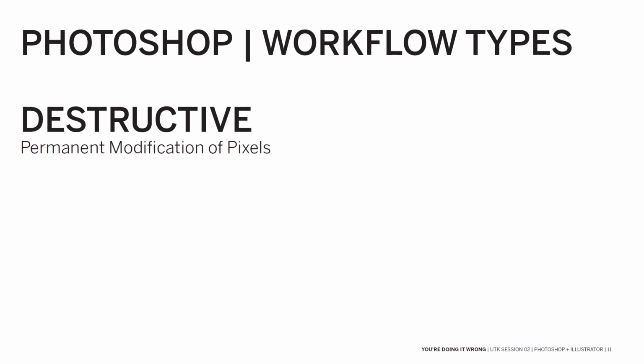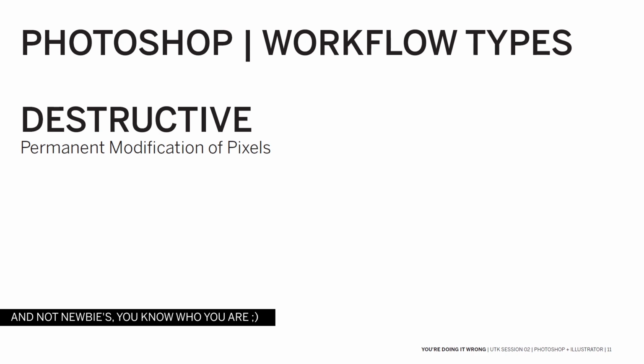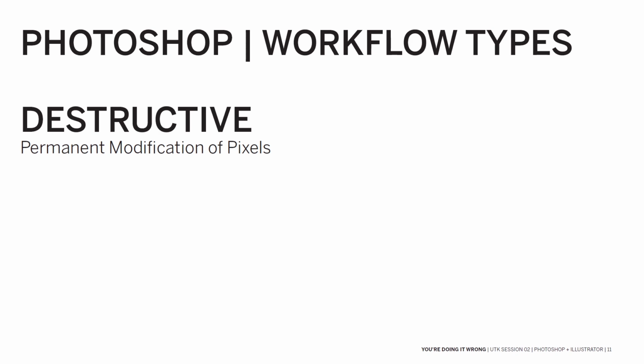All right, so let's talk about Photoshop and workflows. There are 2 major types of Photoshop workflows, no matter what you're creating in Photoshop. There's a destructive workflow, which is another way of saying permanent modification of pixels. A lot of Photoshop newbies use this workflow. Basically, you're cutting out every image that you're using and then using the composition of cutouts to create your final image. And that's fine. You'll get the result that you want.